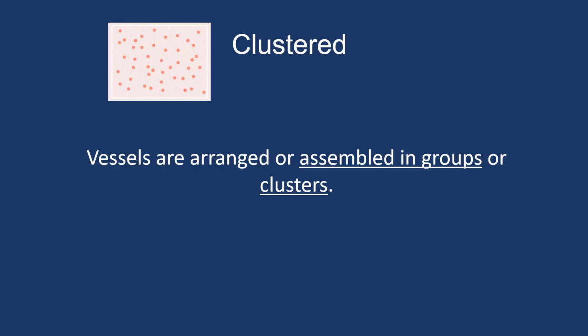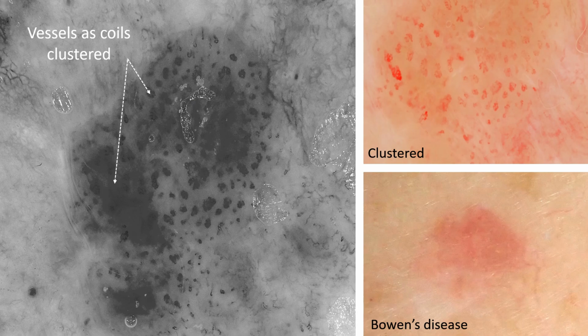Clustered. Vessels are arranged or assembled in groups of clusters. So in this example, in the near ultraviolet light, we see how these vessels as coils are clustered, and you see this as well in the polarized mode.